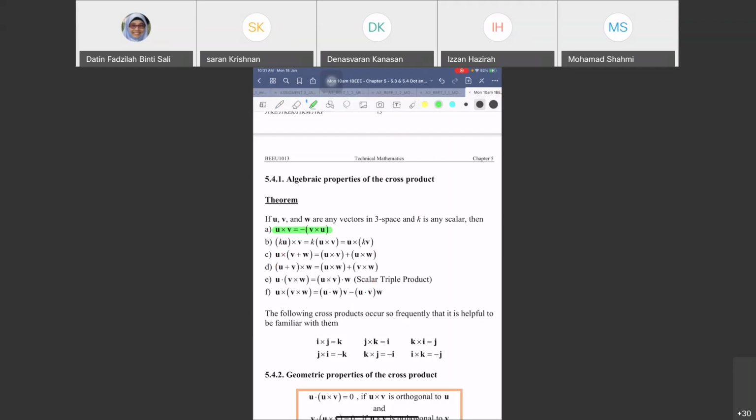That means u cross v is actually equal to minus v cross u. That means u cross v is the vector whose product is pointing upward. If you do v cross u, your thumb is actually pointing downward. So that's why it is a minus. Later I'll show you the diagram.